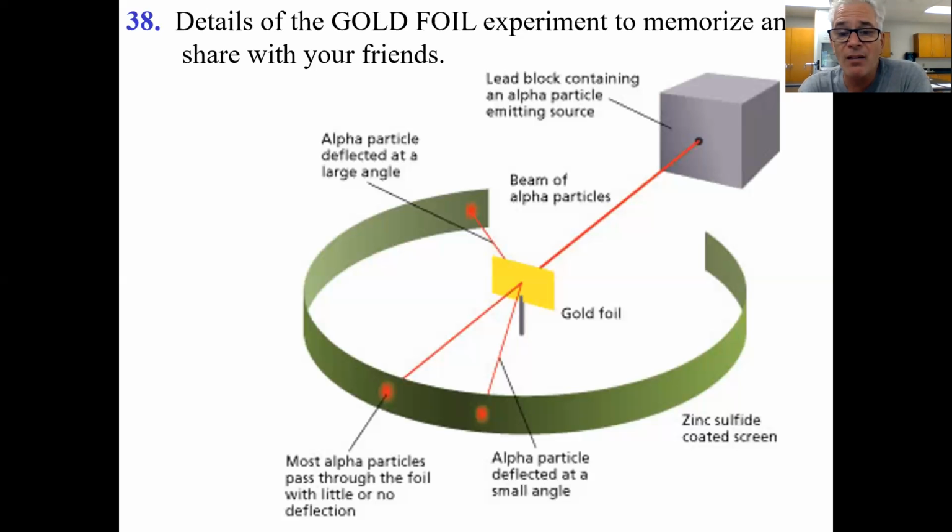But every once in a while, he sees a little spark off to the side or even to the reverse. You see that one on the top there? Alpha particle deflected at a large angle. It actually seemed to bounce off the gold and bounce back, and it would hit part of the detecting screen kind of behind the gold. It would hit the gold and bounce backwards.